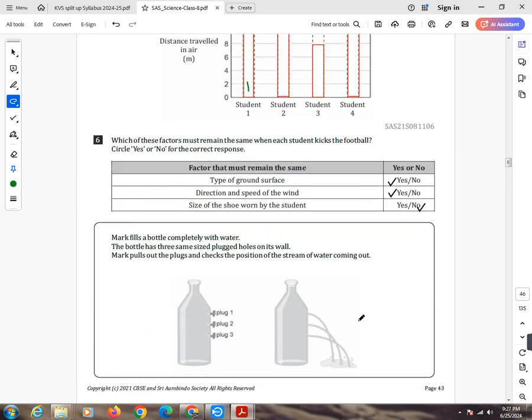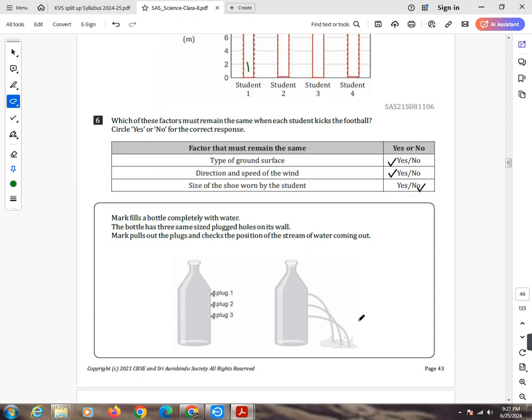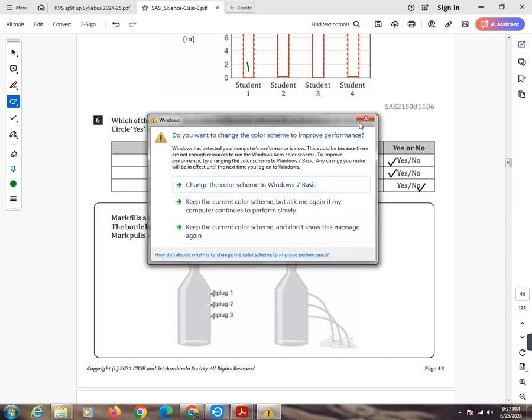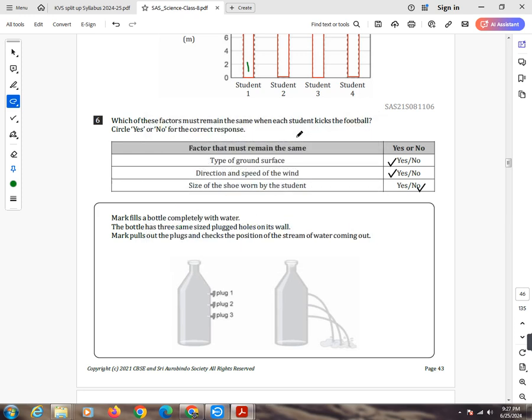Now the next question is question number 6. Which of these factors must remain the same when each student kicks the football? So when students are kicking the football, which factor should remain the same? First is the type of ground surface. So the answer must be yes, because if we change the surface, the value of friction will change and it may cause a difference in the distance traveled by the ball in the air. So the first factor should be the same for all. Type of ground surface, same, yes, for all.